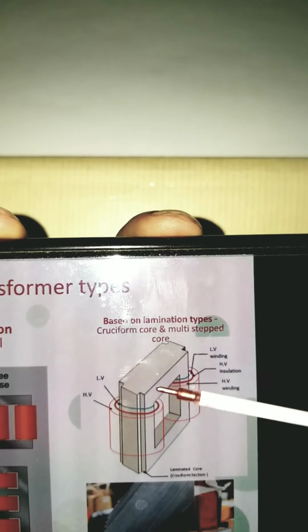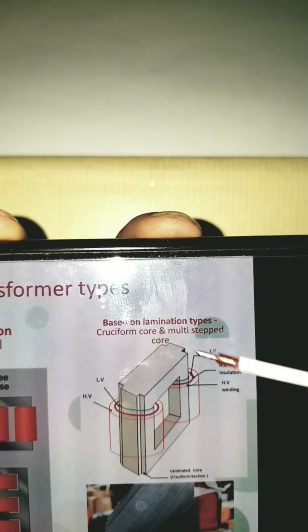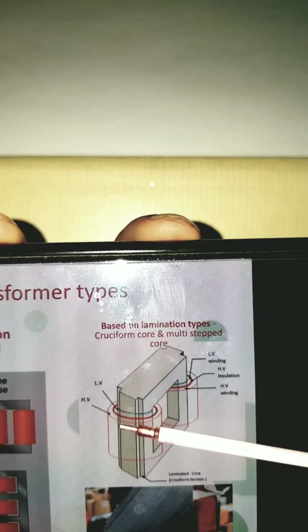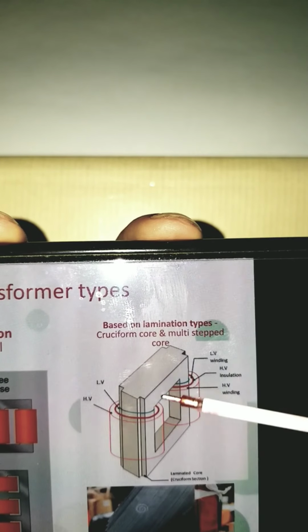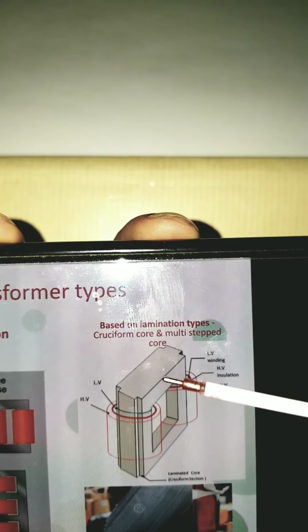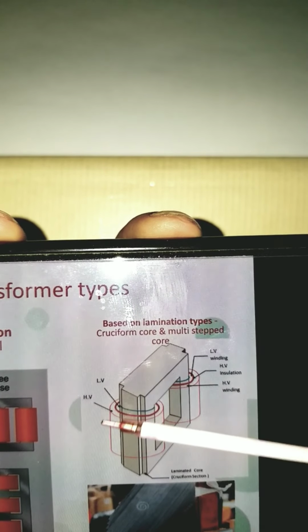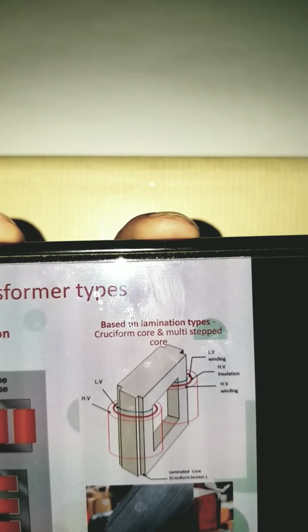And here you can have a look at the core. This is the core, and over the core you are having LV winding, you are having HV winding, and this is a two-stepped core. Similarly, you will be having multi-stepped core. So this is your core, and on the core you are having LV and HV windings.